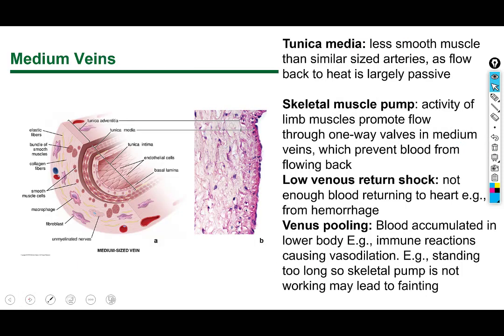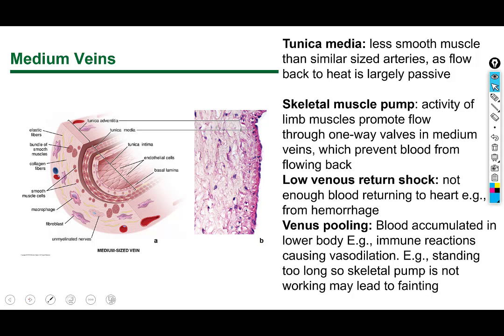Okay, so medium veins. Now we're on the other side of the capillary bed from arteries. We're in vein territory. So we've got thinner walls in the tunica media. They still have smooth muscle, but not as much. And that's because the veins are a low pressure system, so their pressure is functionally 0 millimeters of mercury. You don't have little hearts in your feet pumping blood back up to your heart. So blood flow back to the heart is mostly passive.